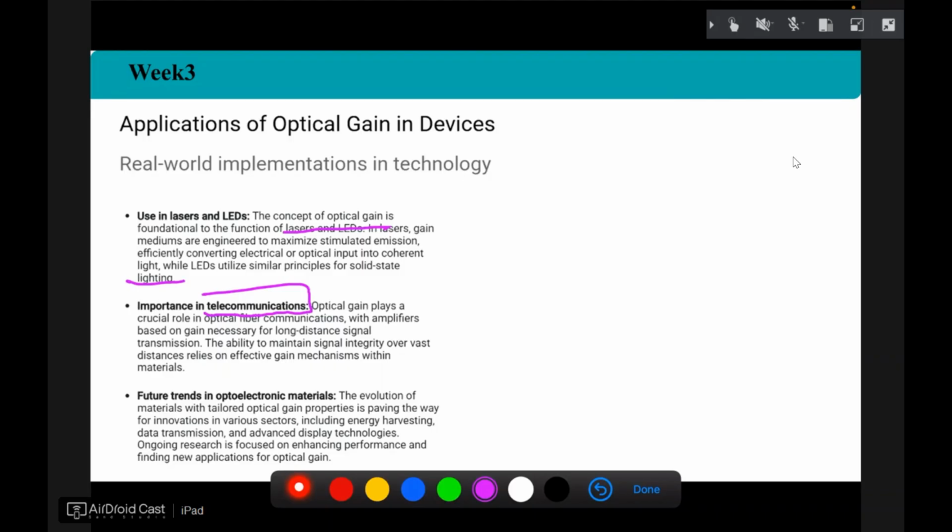So what are the future trends in optoelectronic materials? The evolution of materials with tailored optical gain properties is paving the way for innovation in various sectors, including energy harvesting, data transmission, and advanced display technologies. And our ongoing research is focused on enhancing performance and finding new applications for optical gain.